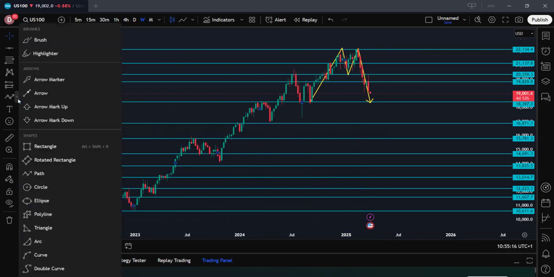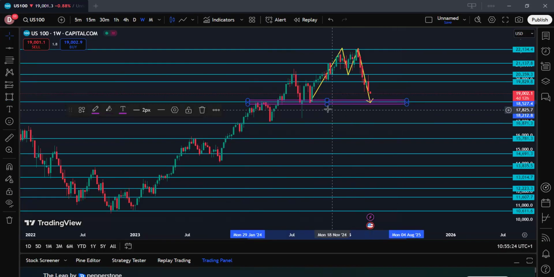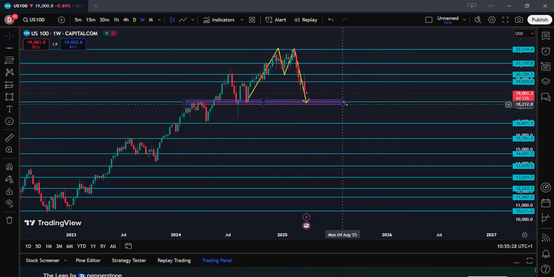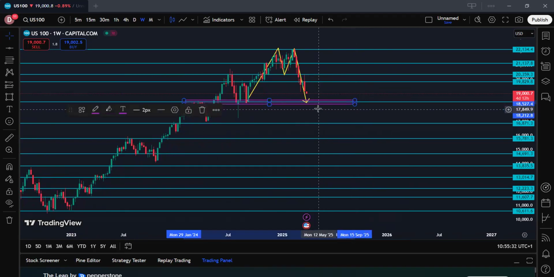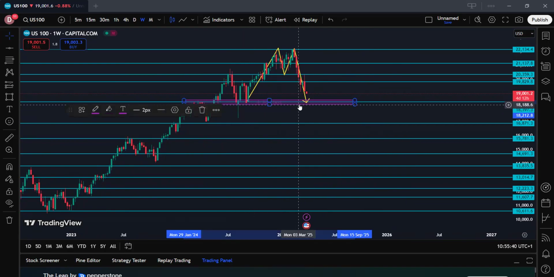So if I take out my rectangular highlighter right here, this is our next entry. Well, not entry, but our next zone of demand, where we could see price rejecting the zone, moving and then doing a retest, and potentially pushing back up.